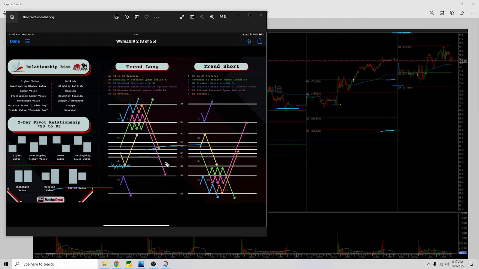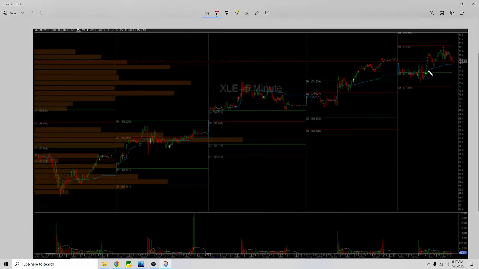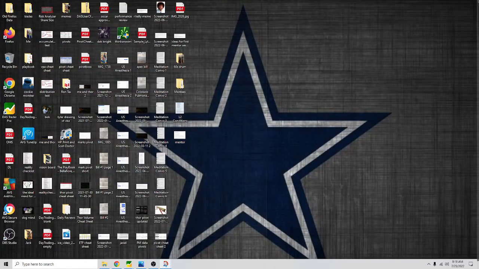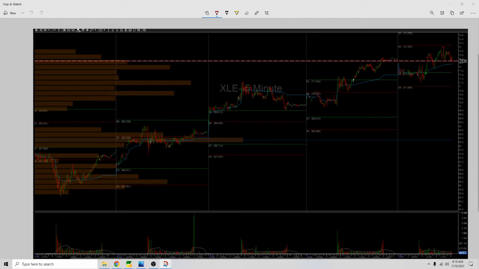Thor always talks about the where, when, and how. Well, this tells you where. We don't know if it's going to happen, we don't know how it's going to happen or when, but we know where it's going to happen. We know where we're going to look, and we're going to look at S3. So that's what we did on that one. And then pull up the trade. Yeah, here it is.